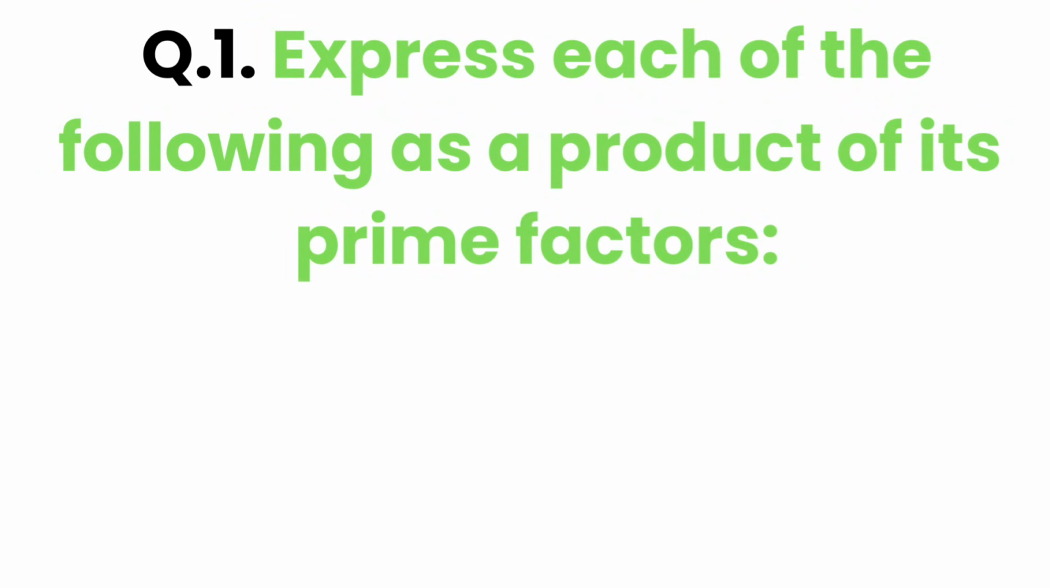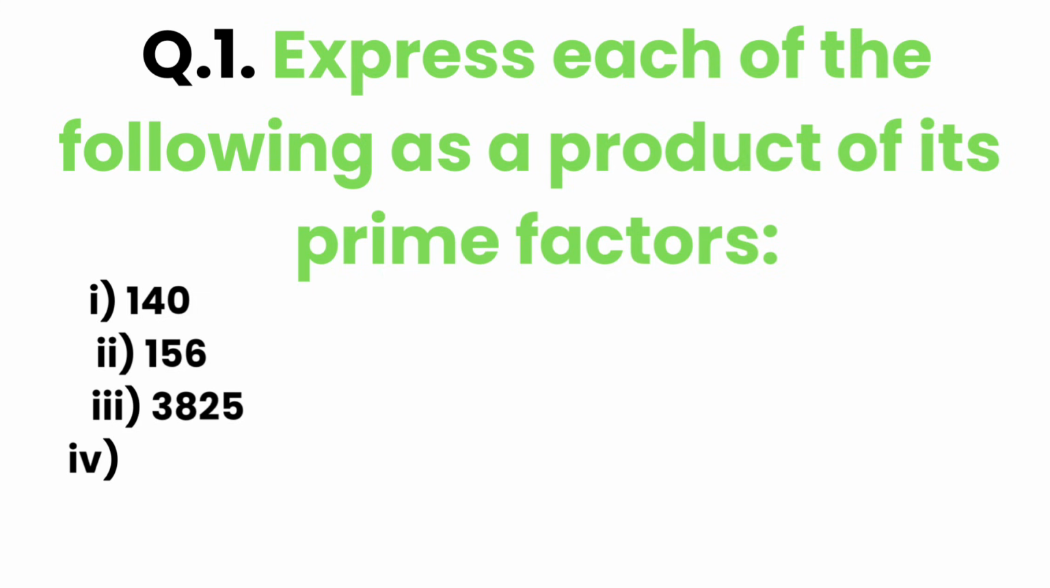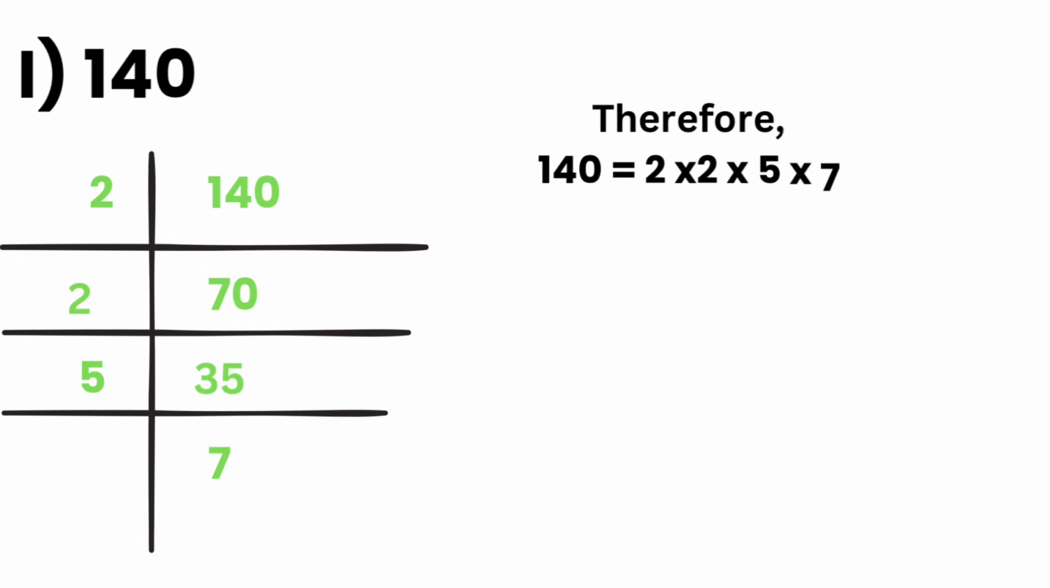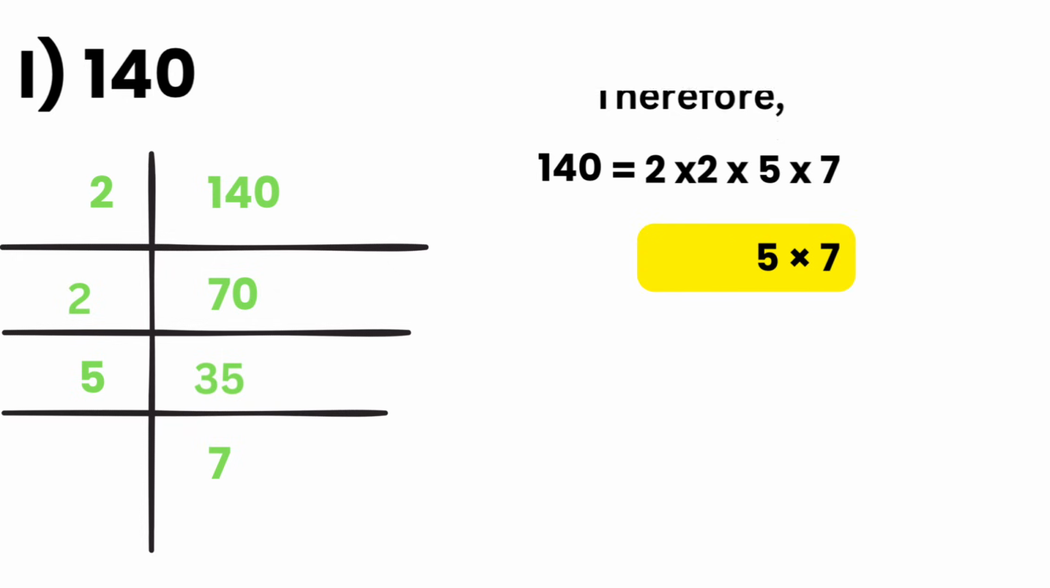Question 1 asks us to express each number as a product of its prime factors. The important thing to remember is that we have to continue factorizing until every factor becomes a prime number. Let's start with 140. 140 is divisible by 2, giving us 70. 70 is again divisible by 2, giving us 35. 35 is divisible by 5, so it gives us 7. And 7 is a prime number. Therefore, the prime factorization of 140 is 2 squared into 5 into 7.